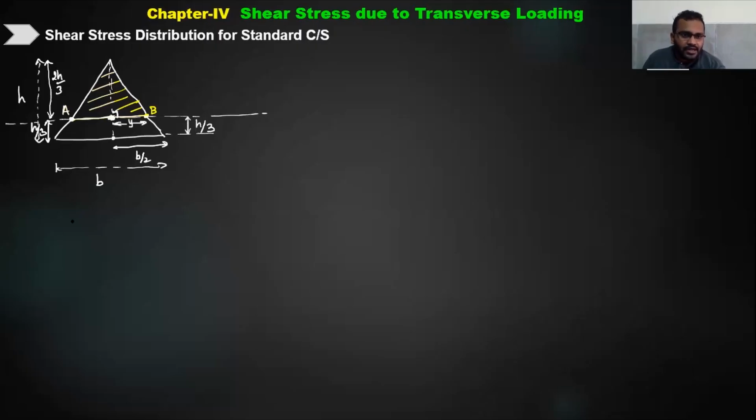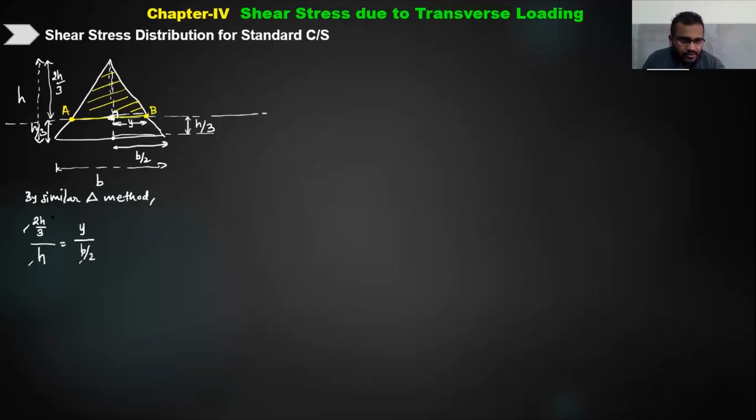Okay, so by the similar triangle method I can write down 2h by 3 as my smaller height for this triangle upon the total height h, and the smaller base is y, and this base is b by 2. I have used the similar triangle method for these two triangles, the small triangle and the big triangle. The bigger triangle has height h and base b by 2, this one has height 2h by 3 and base y. I am going to get that y value.